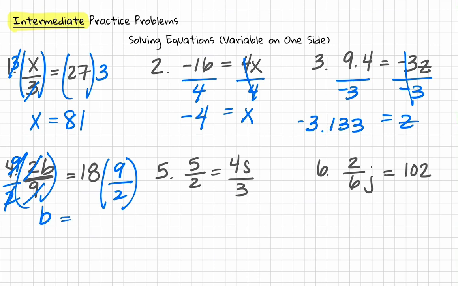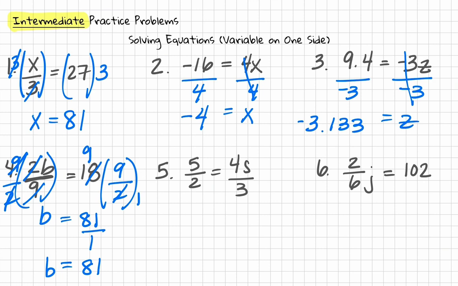I'm going to simplify this fraction and this whole number. These 18 and 2 have a common factor. This is really 1, and then this becomes 9. So then it's 9 times 9 is 81 over 1, which is also equal to 81.